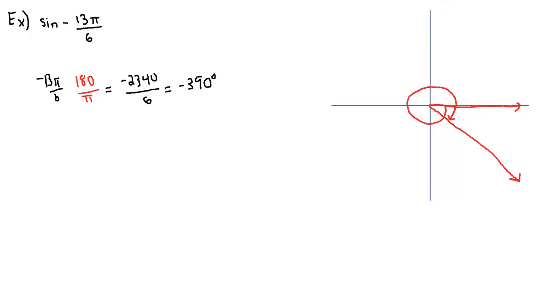Our reference angle is always going to be from the terminal side to the closest x-axis, which is right there. Now, if this was negative 390 and this was negative 360, the difference between those two is just 30 degrees. Our reference angle is always going to be positive, and in this case it's going to be a positive 30 degrees. So we want to actually find sine of 30 degrees.